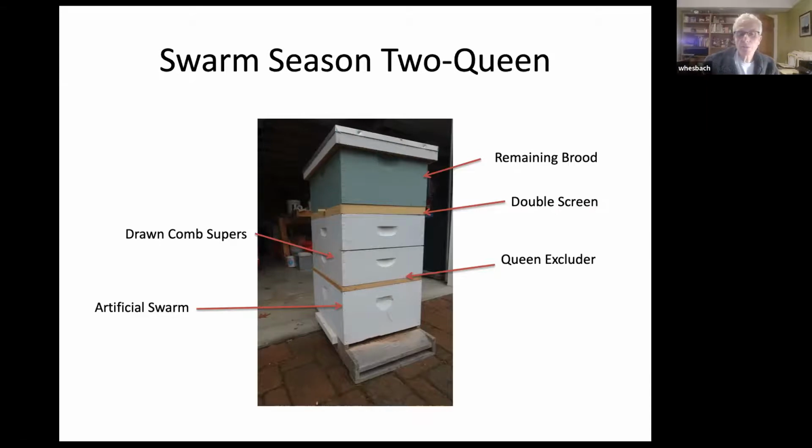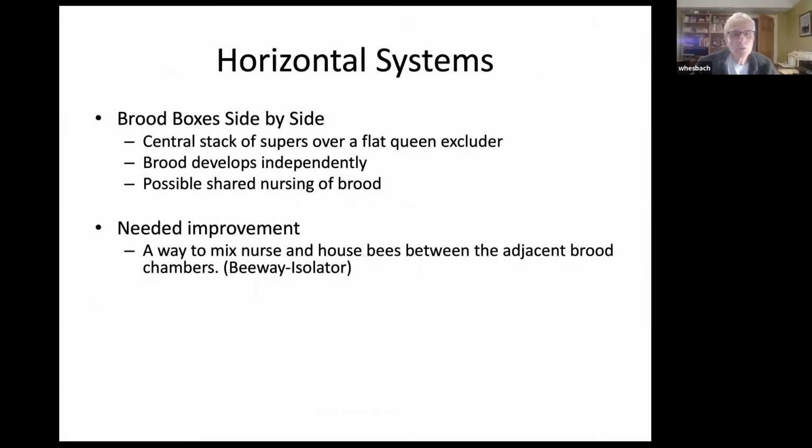Or you can take the double screen off, though usually that doesn't happen. This is too late for the main flow. The flow's already on you at this point during swarm season. So this is not something you use like a migration from 2-queen to multiple queen. This is something that you just can use as swarm manipulation. And then you have 2 queens, and you can just combine them at the end of the flow.